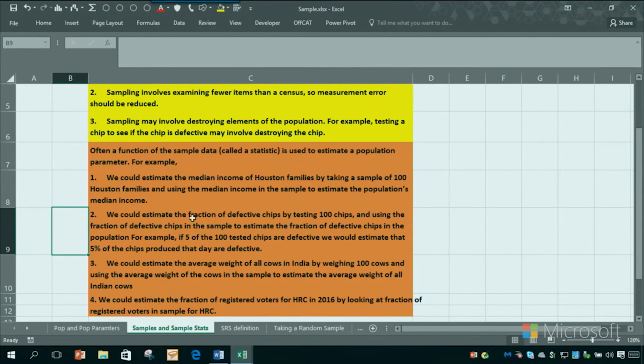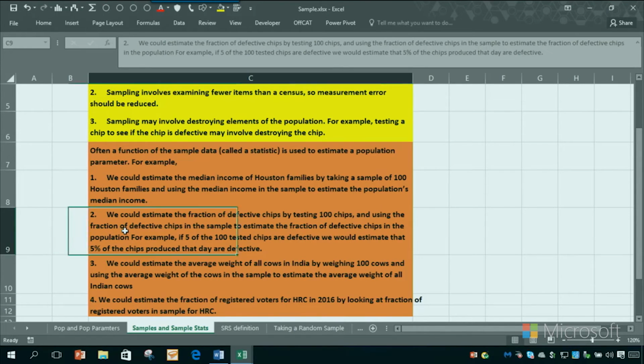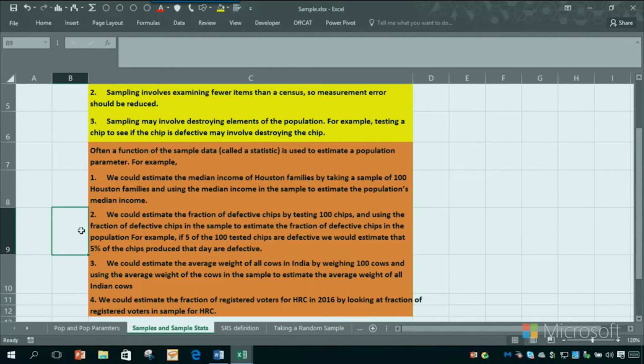If you want to estimate the fraction of defective chips in a population, you might test 100 chips and look at the fraction of defective chips in the sample to estimate the fraction of defective chips in the population. So for example, if you tested 100 chips and 5 were defective, maybe your best guess is 5% of the chips produced that day are defective.